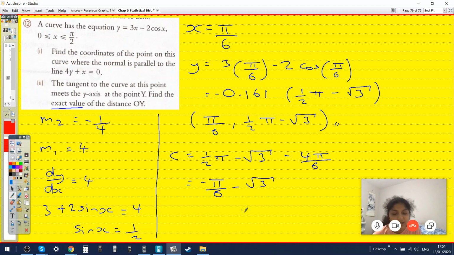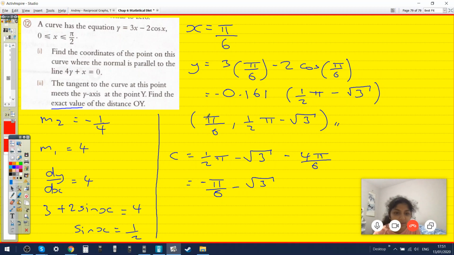So then you have y is equal to 4x minus pi over 6 minus root 3. It meets the y-axis, so you already know that's the y-intercept, minus pi over 6 minus root 3. And then O is the origin. How would you find the distance? You have to do that thing you do in vectors, where you do the square root of pi over 6 squared plus root 3 squared?